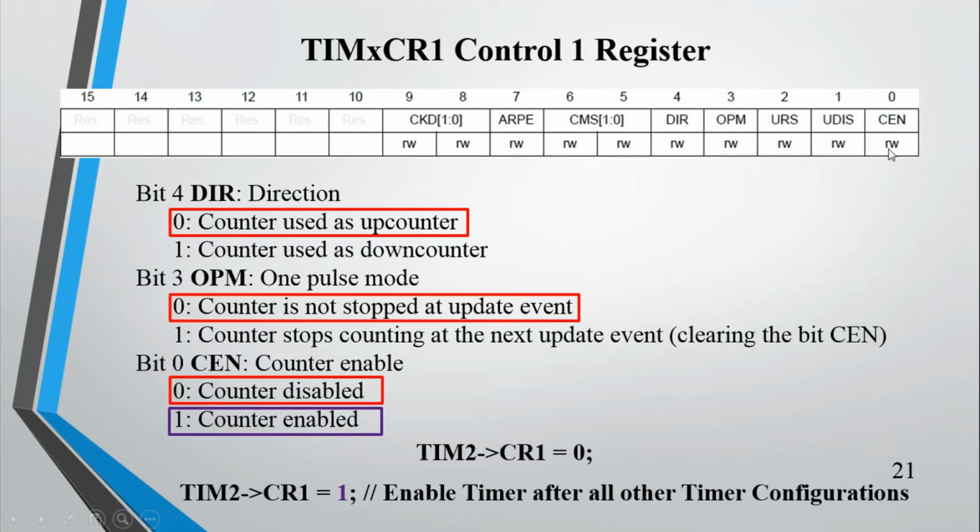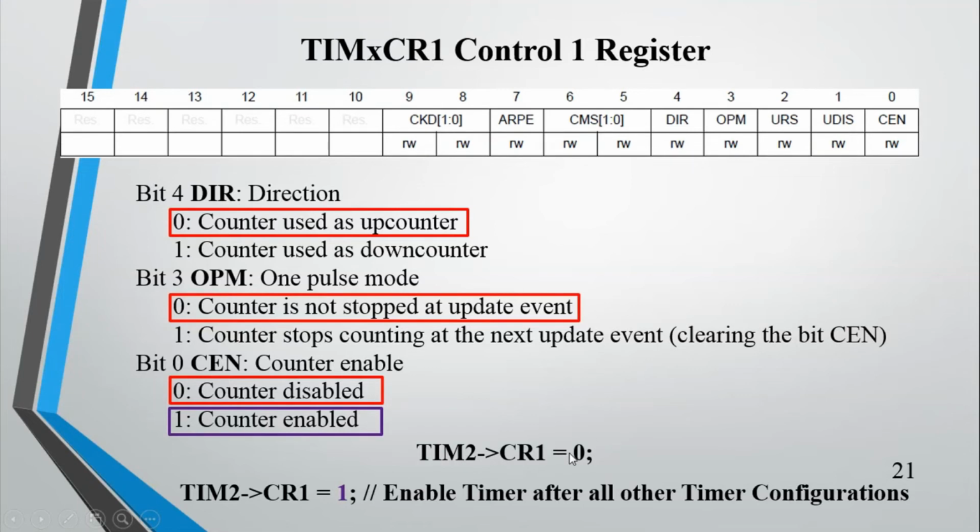Then bit number 0 is for enabling the counter itself. Initially, I will make counter enable 0. So I will make the 4th bit 0, the 3rd bit 0, and the 0th bit 0. How will I do that? Timer 2 CR1 equal to 0.